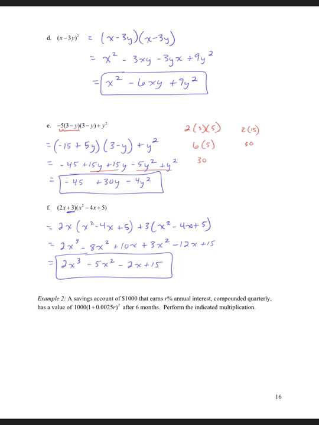And last but not least, we distribute the 2x to everything and the 3, and we get this expression here. You can read through that. Combine like terms, you get a final answer of 2x cubed minus 5x squared minus 2x plus 15.